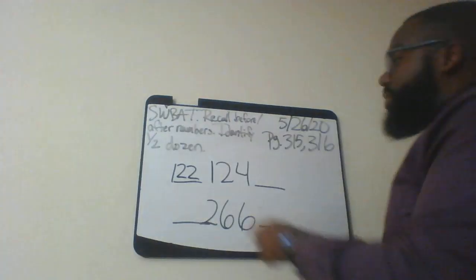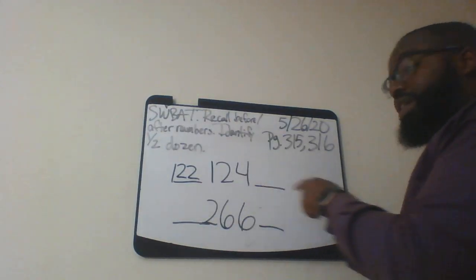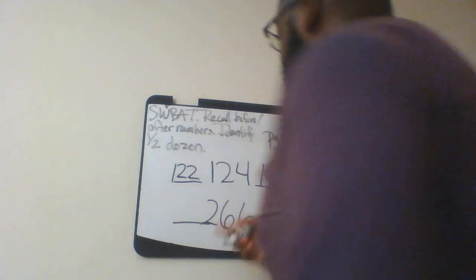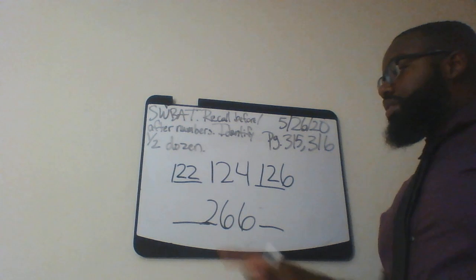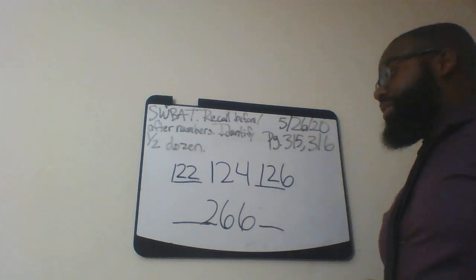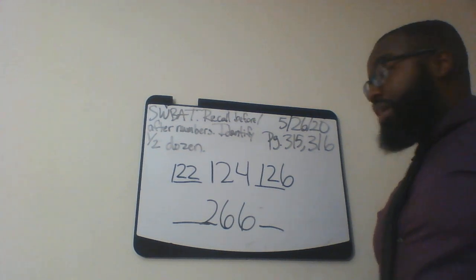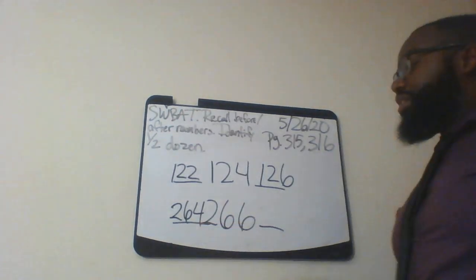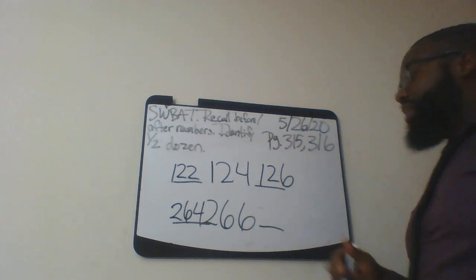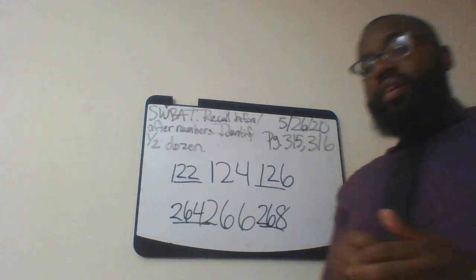What comes after 122? 124, 126. Good job, 126. Let's look at 266. What number comes before 266 but by 2? 264. So here we have 264, 266, and 268. Good job.